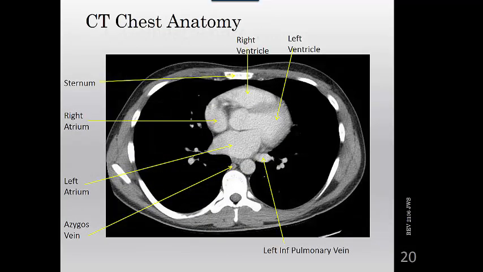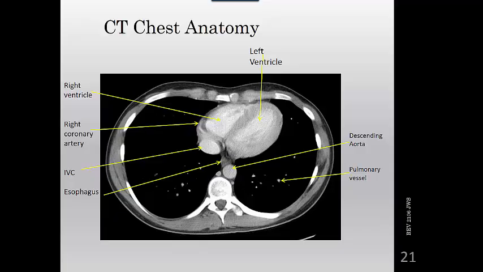This slice transects the heart and demonstrates all four chambers. Anteriorly, the sternum is noted. In the heart, there's the right ventricle, left atrium, and the pulmonary vein is also noted posteriorly. The azygos vein is demonstrated again. The left atrium lies primarily on the left side, but does extend across midline. And then the right atrium is anterior to the left atrium on this slice.